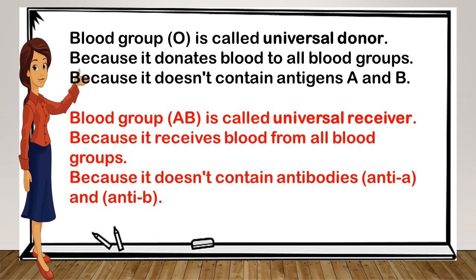In this slide, we said that blood group O is called the universal donor because it donates the blood to all blood groups, because it doesn't have any antigen, antigen A or antigen B. While blood group AB is called the universal receiver because it receives the blood from all blood groups, because it doesn't contain any antibodies, antibody A or antibody B.